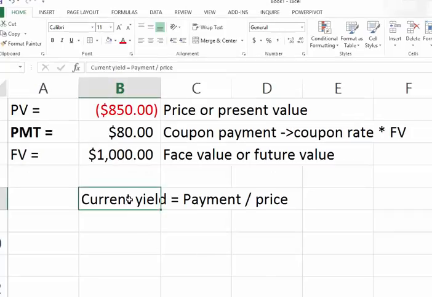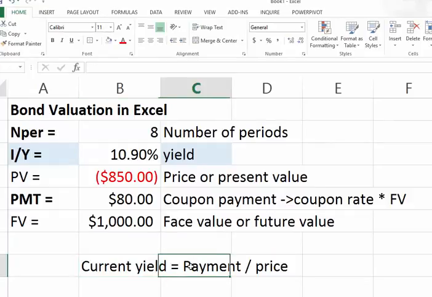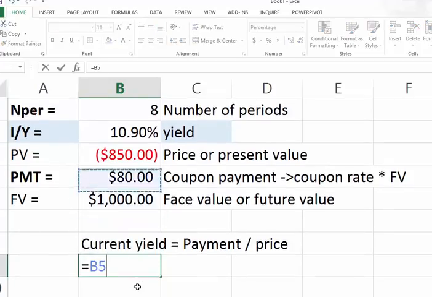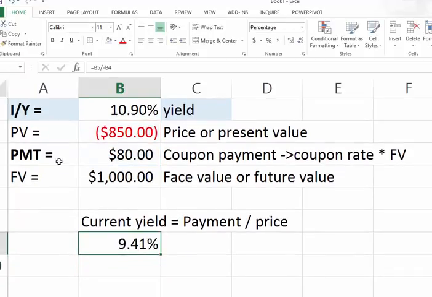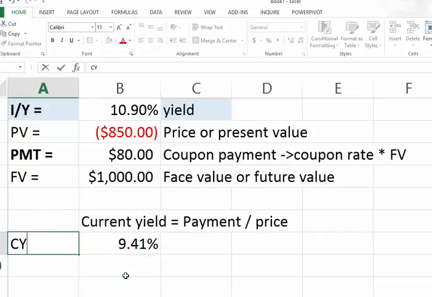Part B of this problem is asking what's the current yield on this bond. We know that the current yield is just the payment, the coupon payment that's fixed, over the price of this bond. So we know that the payment is 80 and the price is 850, so we can put this as a negative number if we want. So we get rid of the negative. We find that the current yield for this bond is 10.91%. So this is the current yield.